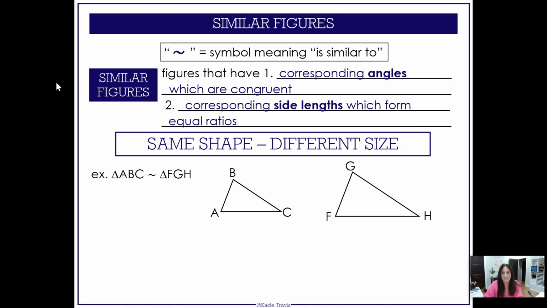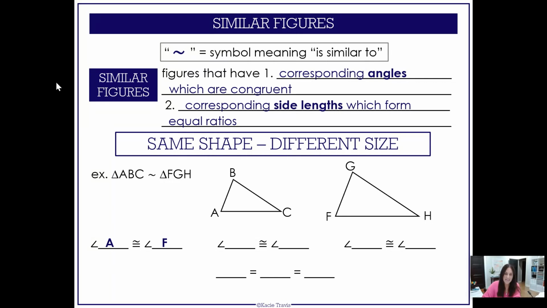So looking at our definition above, what does it say about corresponding angles? Well, it says that the corresponding angles are congruent. So even though these triangles are different sizes, their angle measures are the same. So angle A is congruent to angle F. Angle B is congruent to angle G. And angle C is congruent to angle H. And I have marked those angles according to their congruence.